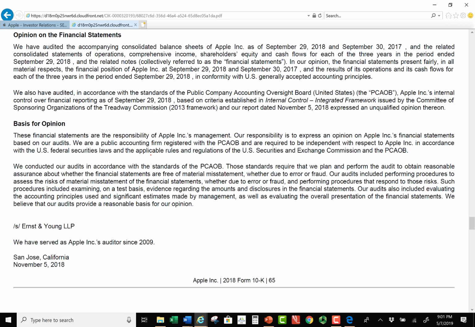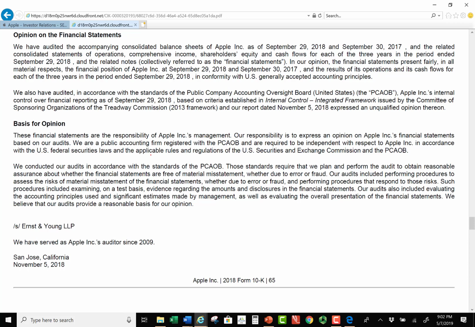material misstatement. So when we think about materiality, we have to think in terms of what? Yes, quantitative, but also what? Qualitative aspects as well. Okay? Okay, good. And we say material misstatement, whether caused by error or fraud. Error is accidental. Fraud is intentional, right? Okay, good. We are going to examine evidence on a test basis.